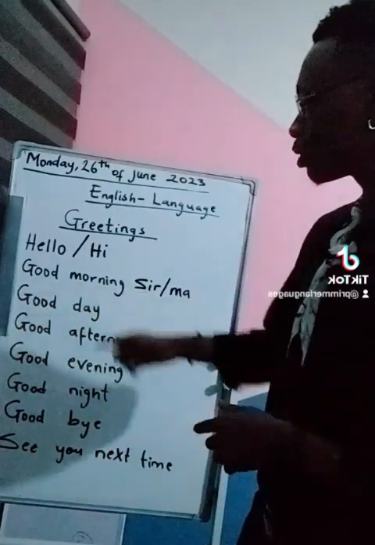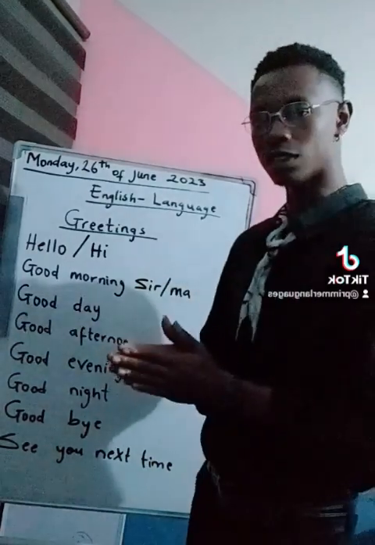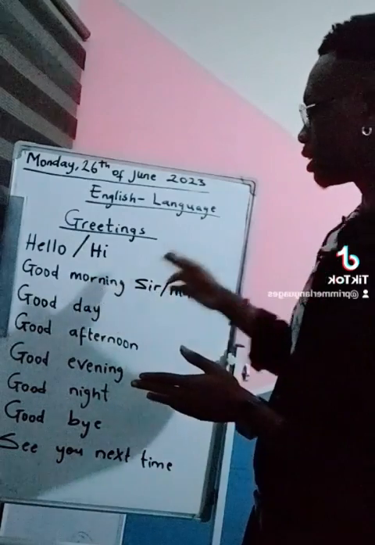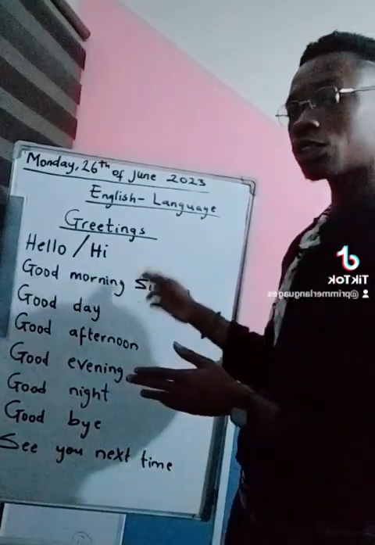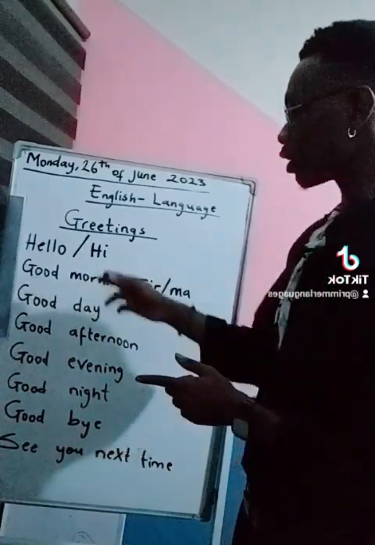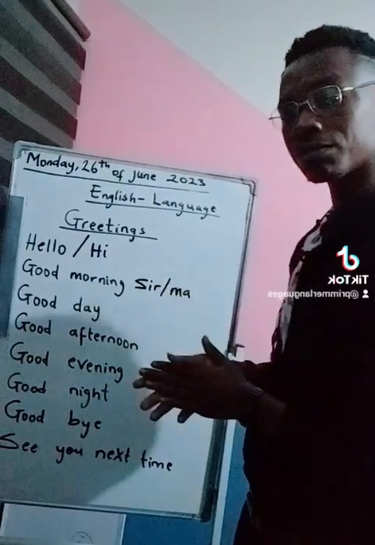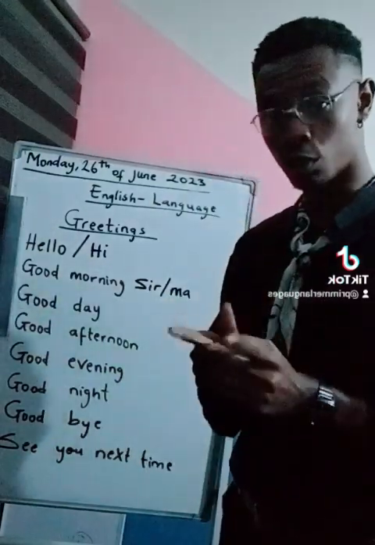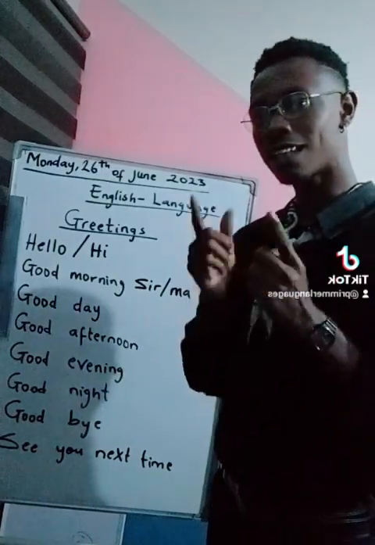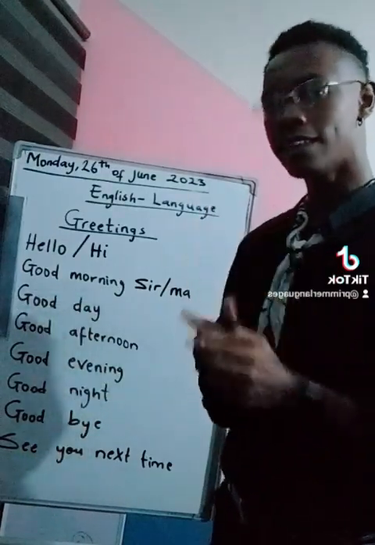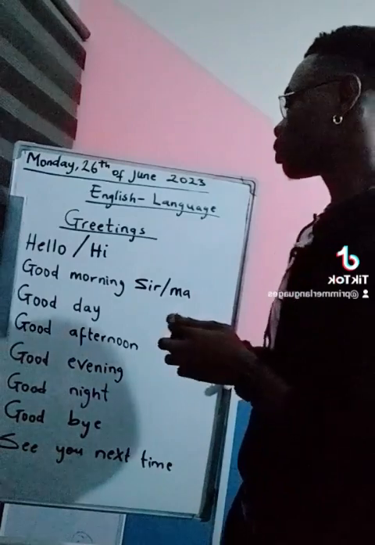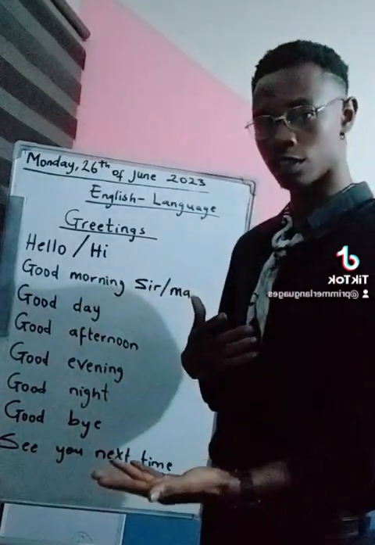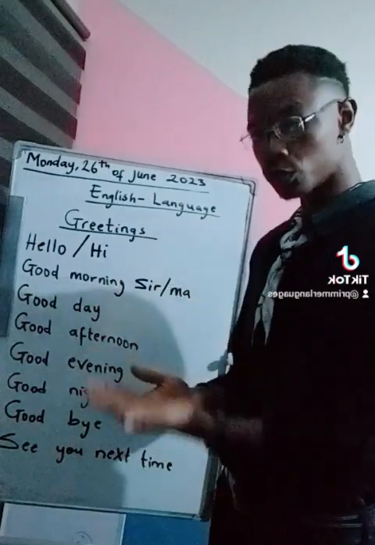Alright, the next one here is good morning. Alright, so I have good morning sir or good morning ma'am. So now good morning sir for a man, while good morning ma'am for a woman. Alright, so when you say good morning sir, it has to be in the morning. So now anytime you say good morning sir, good morning ma'am, that means you're greeting the person a good morning, or you're wishing the person a good morning.